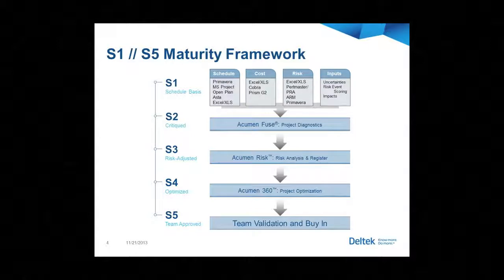And then finally, the 360 module is the project optimization. So this is where you can run different scenarios, what-ifs. Maybe your project slipped and you need to catch up. What would I have to do in order to get caught up?